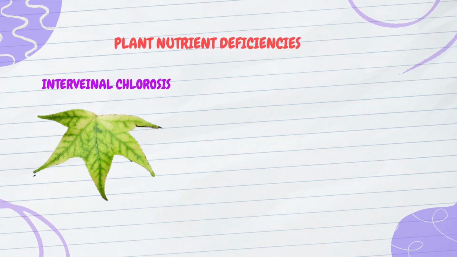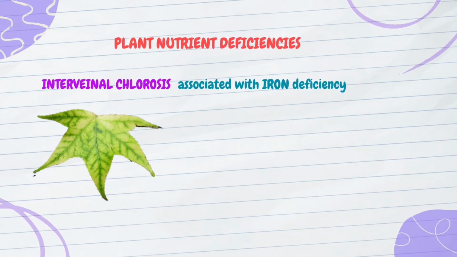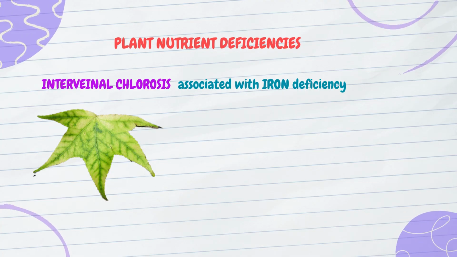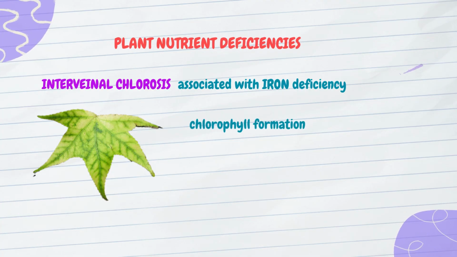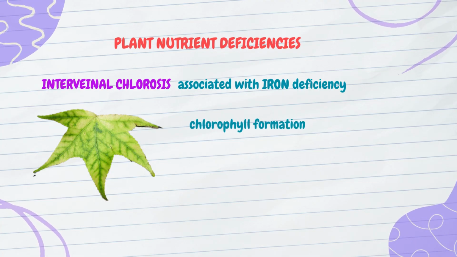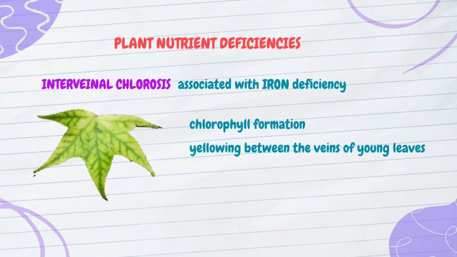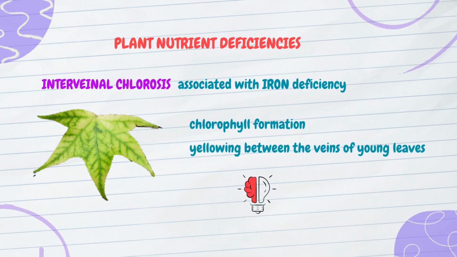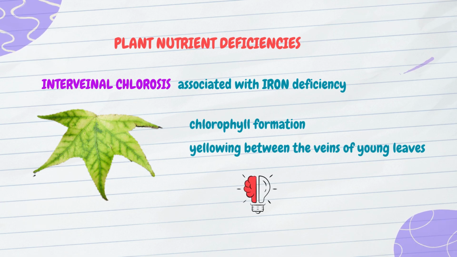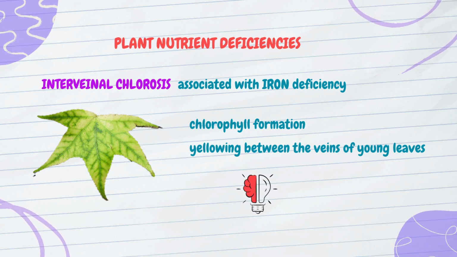Interveinal chlorosis. Interveinal chlorosis is associated with iron deficiency. Iron is important for chlorophyll formation, and a lack of iron results in this condition. Symptoms of interveinal chlorosis include yellowing between the veins of young leaves, while veins remain green. Here's a fact. Soil pH can trap iron, making it unavailable to plants even if there's plenty of iron in the soil.